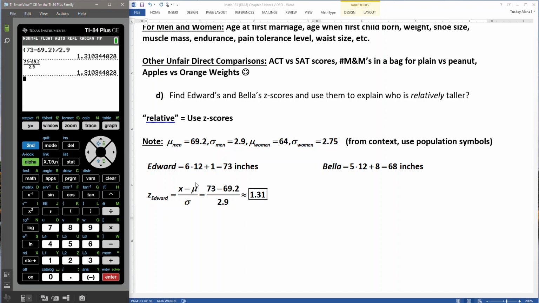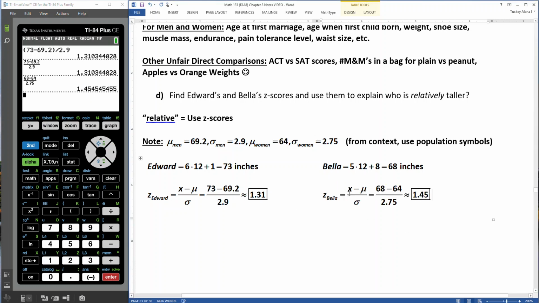Now Bella is going to be 68, so I'm going to hit alpha. Let me quit and get out of there. There we go. Alpha F1, number 1. She's 68 minus, now for women it was 64 as their average, divided by 2.75. And you can see that she's 1.4545, repeating. So that's her z-score. And as it said on the previous page, we generally round z-scores to 2 to 3 decimal places. 2 did just fine here.